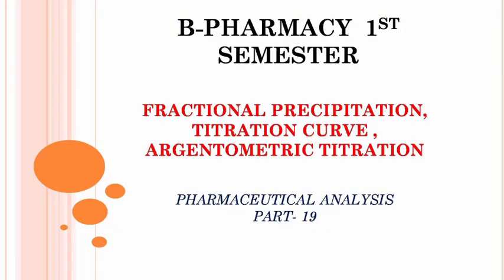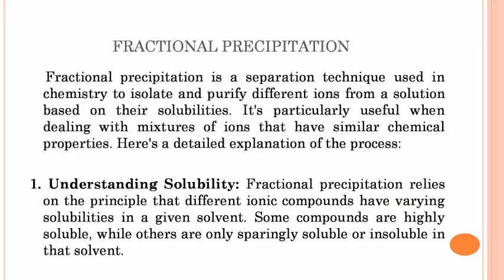In today's video we are going to study the topics fractional precipitation, titration curve, and argentometric titration. So let's start. First is fractional precipitation. Fractional precipitation is a separation technique used in chemistry to isolate and purify different ions from a solution based on their solubilities. It's particularly useful when dealing with mixtures of ions that have similar chemical properties.